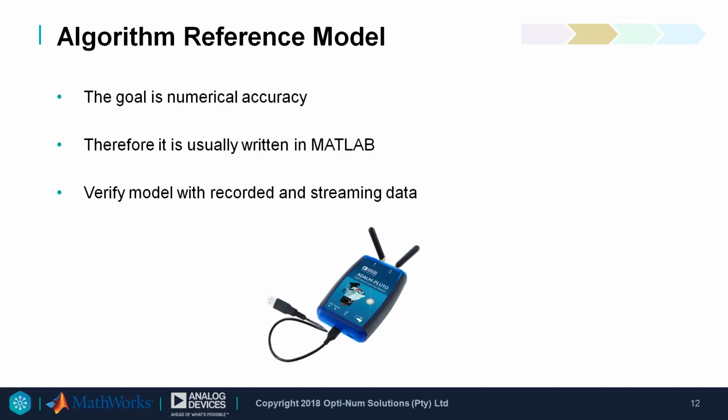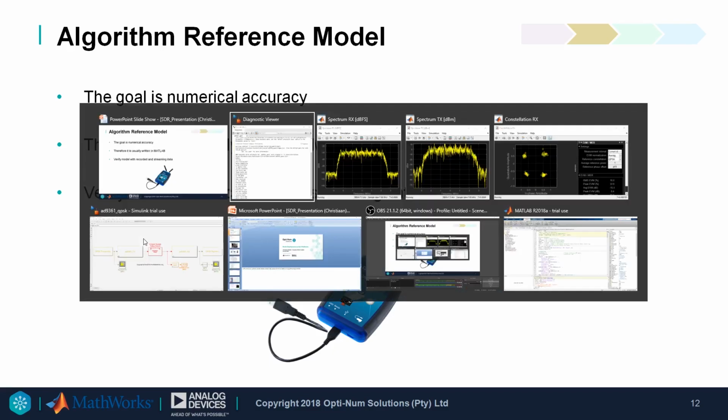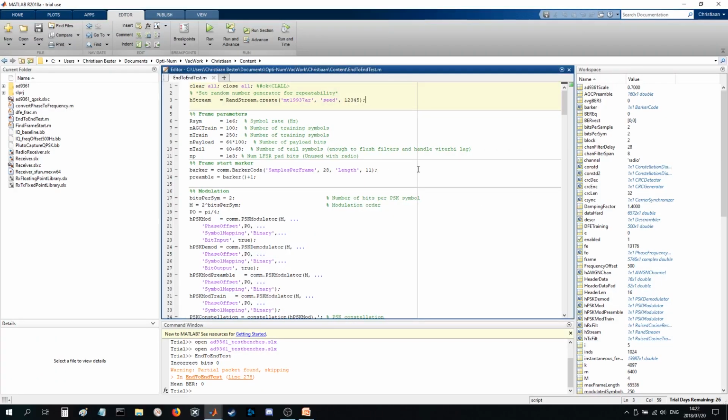I have a Pluto SDR device connected to my laptop, and MathWorks and Analog Devices have created this MATLAB script, which basically runs an end-to-end test of our example system by generating data which is transmitted by one antenna of the Pluto device and received by the other. The whole idea of this test with the Pluto is to make sure that our algorithm reference model works correctly when working with real-world data.